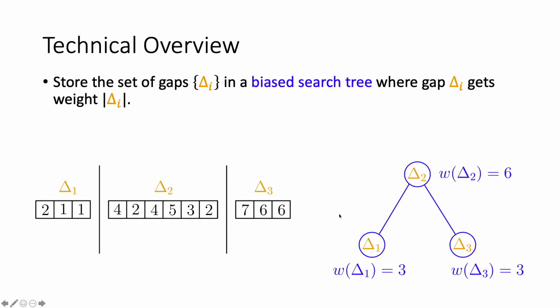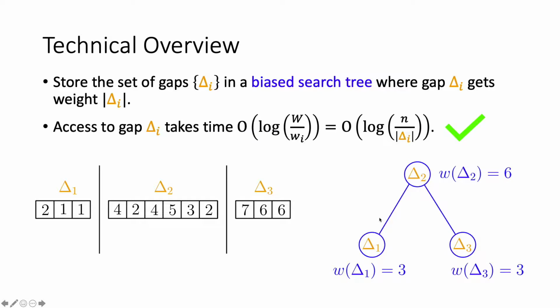So this is corresponding to my example here. And what we get in a biased search tree is that access to the element I is going to take time log W over Wi, where W is the sum of all the weights, and Wi is the specific weight for our element I. So if we're accessing gap delta I, it's going to take log n over the cardinality of delta I time, which is exactly what we wanted from our lemma 1. So we have a perfectly matching upper bound.